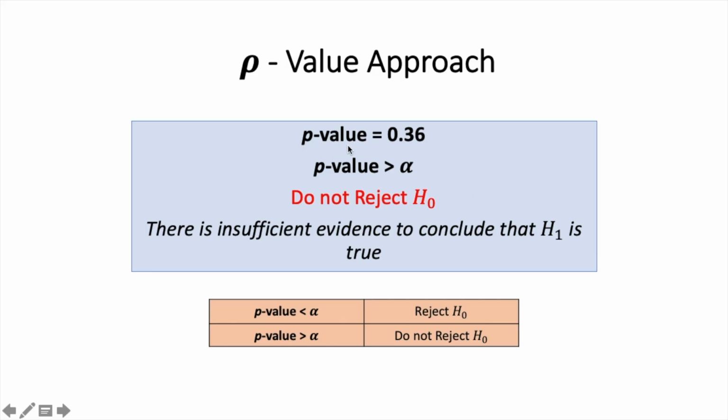Now, let's see what this 0.36 indicates. We have calculated the p-value using Microsoft Excel, and it was 0.36. So the p-value is greater than the significance level that we have selected. Remember, the significance level that we selected for this test was 0.05. If you see the table here, if the p-value is greater than the level of significance that we have selected, we do not reject the H0. So we can say there is insufficient evidence to conclude that H1 is true. You can see that both using the critical value approach and the p-value approach, we do not reject the H0.